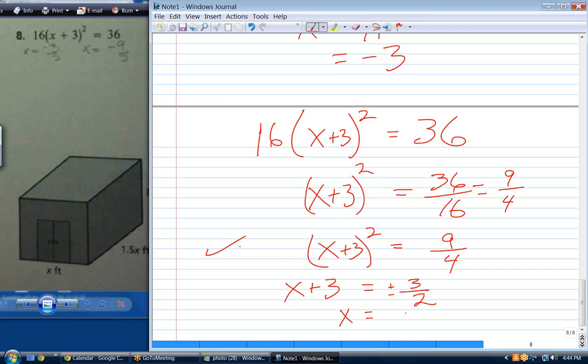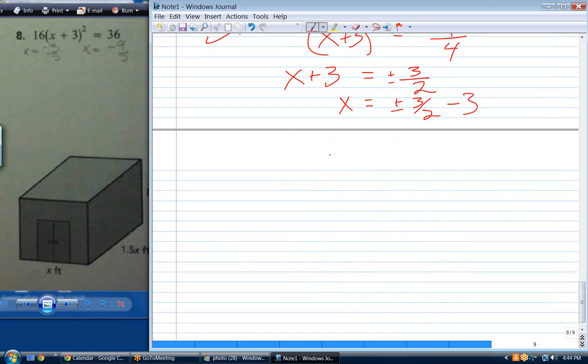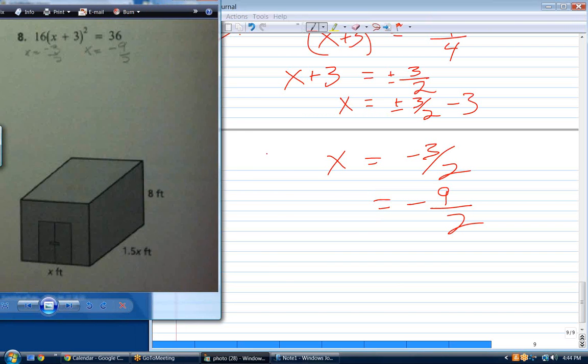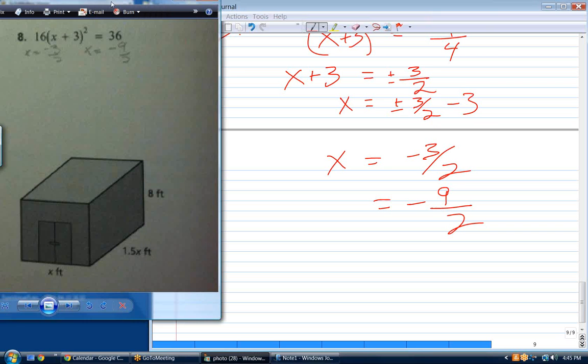So now, what are the answers? Well, don't you have to subtract 3? Correct. So x is plus or minus 3/2 minus 3. So what are those two answers? Negative 3/2 and negative 9/2. Okay. However, you knew that because it was on there, but you see how we get there? In other words, the negative 3/2 comes from taking a positive 3/2 and subtracting 3. And the negative 9/2 comes from taking a negative 3/2 and subtracting 3. All right.